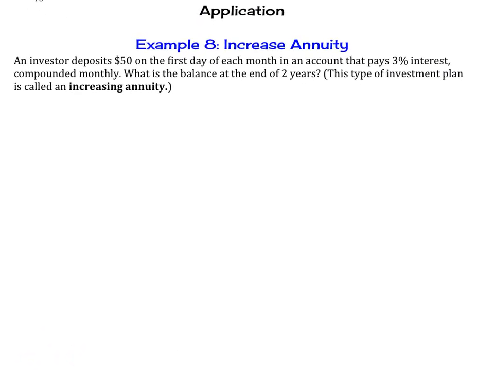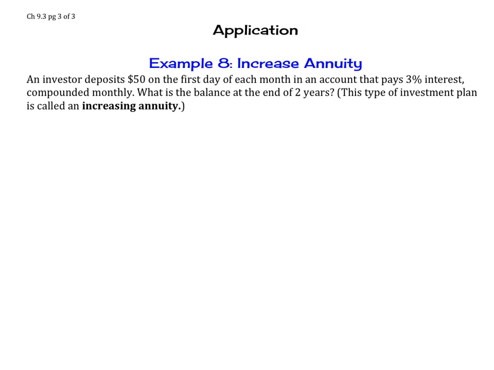Let's do example 8, increasing annuity. So an investor deposits $50 on the first day of each month in an account that pays 3% interest compounded monthly. What is the balance at the end of 2 years? And so looking at compounded monthly and everything else, we need to remember our formula. A equals P times 1 plus R over N raised to the N times T. So N tells us how many times it's compounded per year, R is the rate, and P is the beginning amount, the principal.